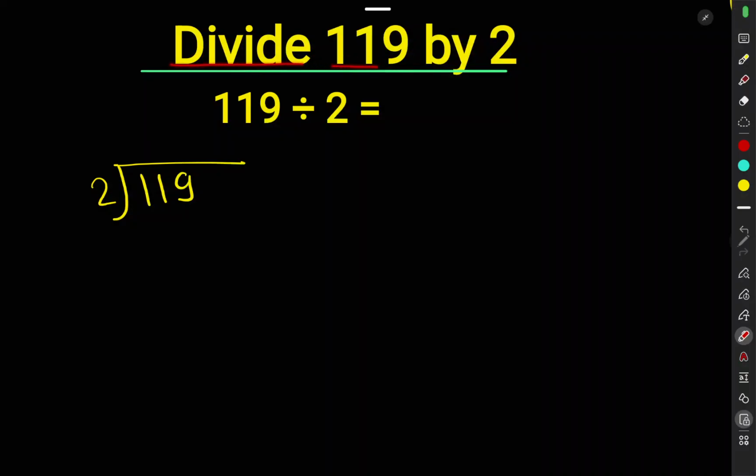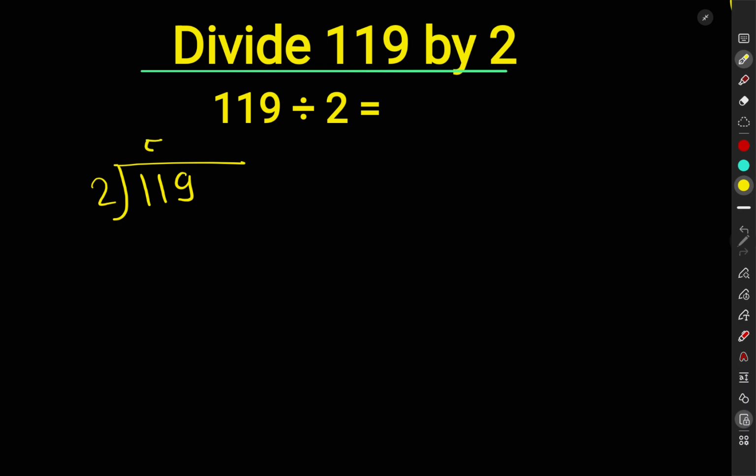Divide 119 by 2. So now we divide 119 by 2 in a long division method.